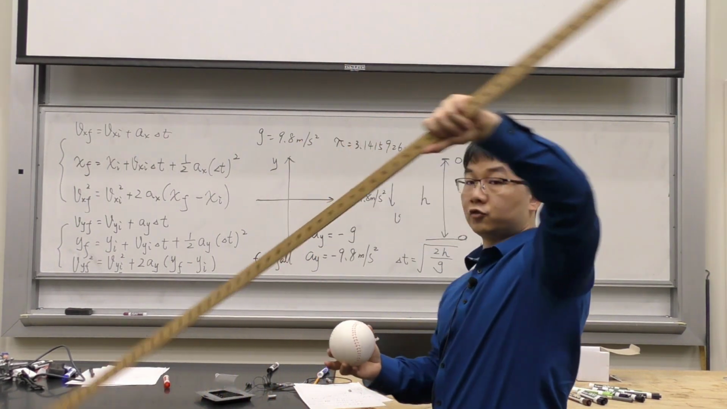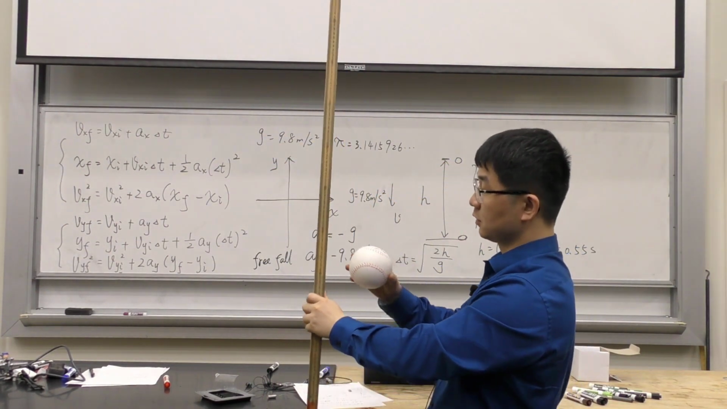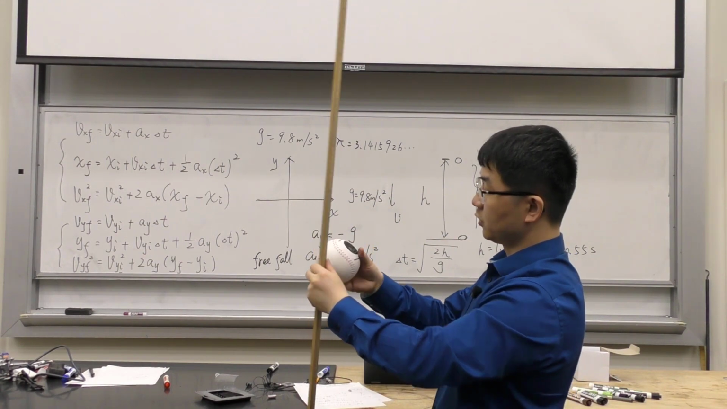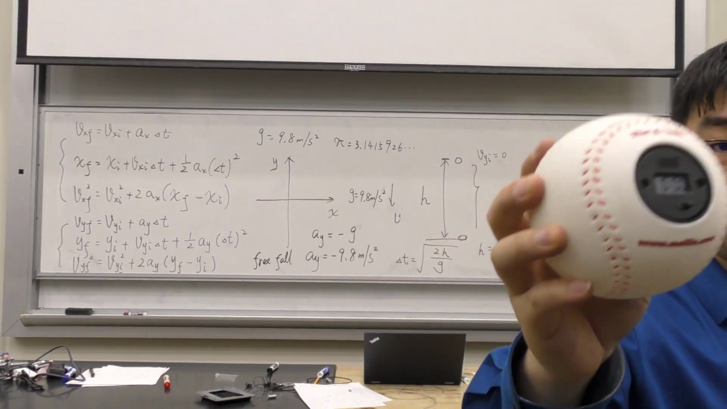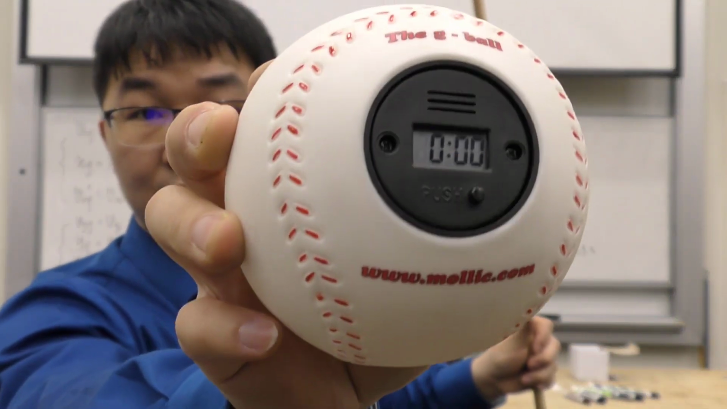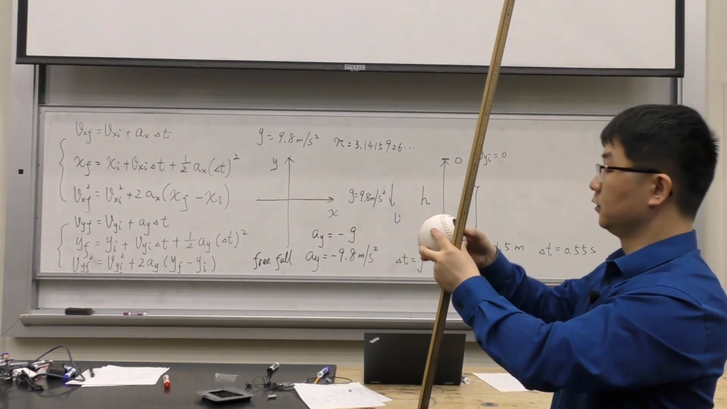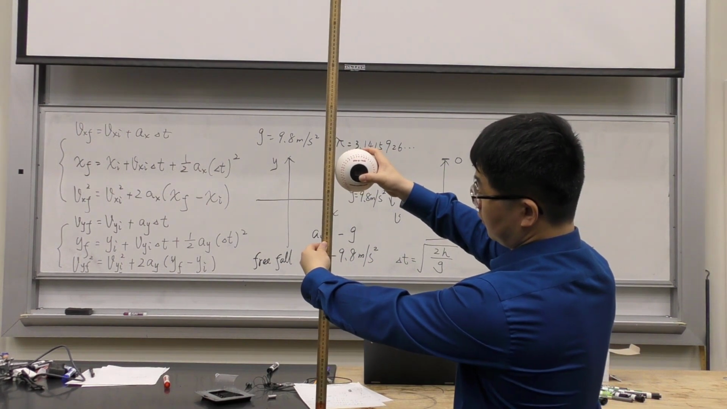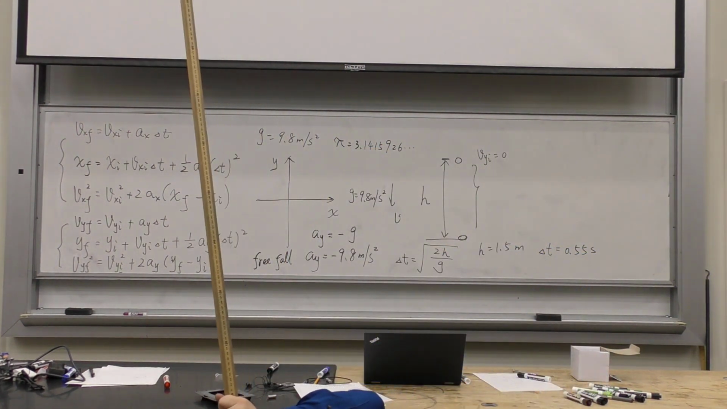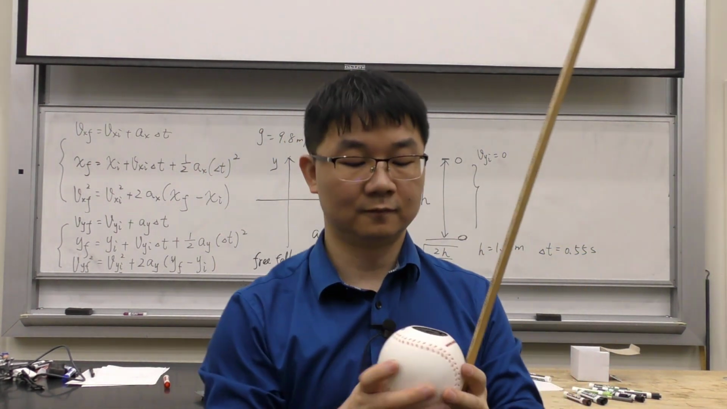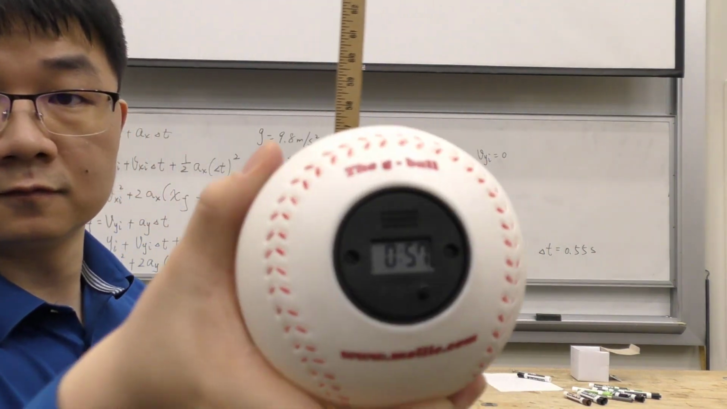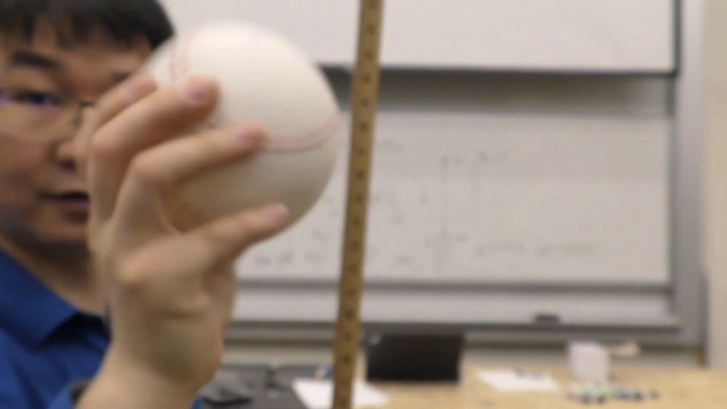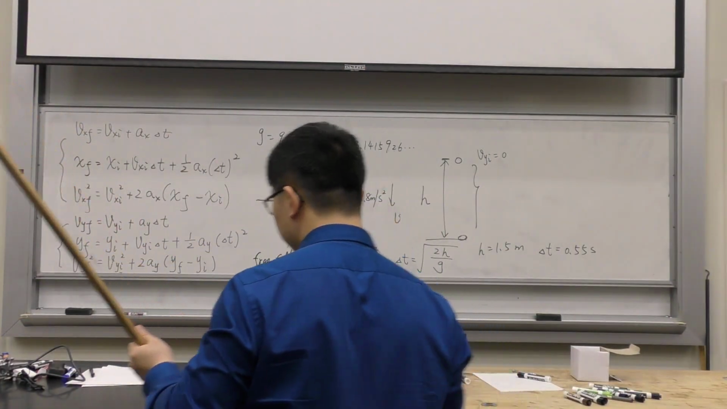And then let's do it one more time. So that's how you make your experiment result. So now I'm going to zero it again, and then drop it at 150. Wow. 0.57, even closer. So you get my idea, right?